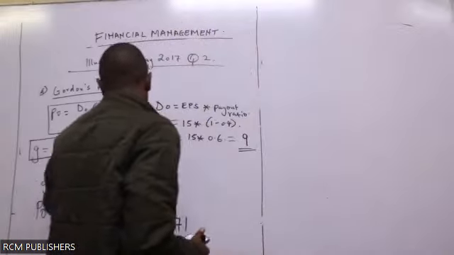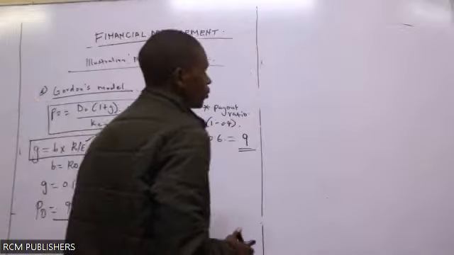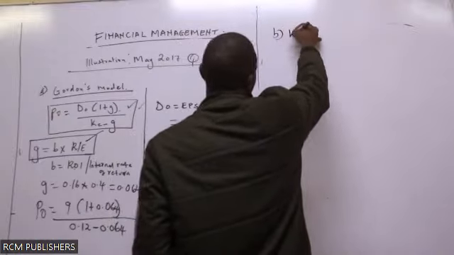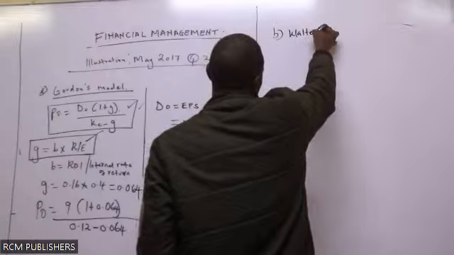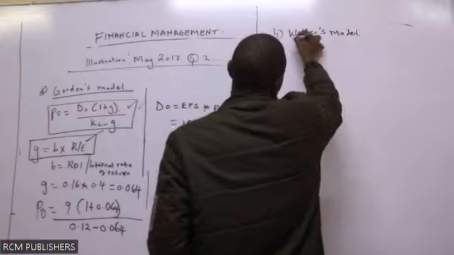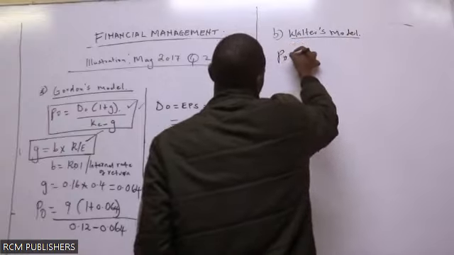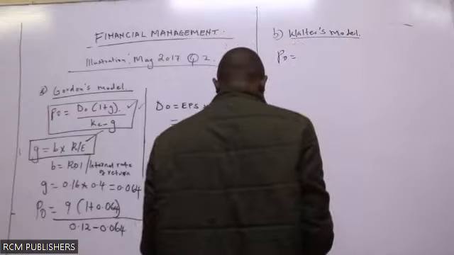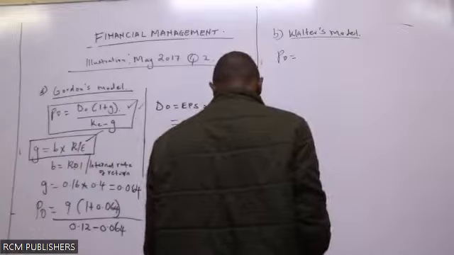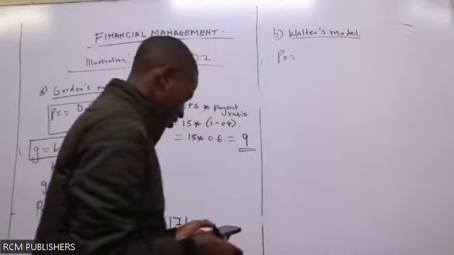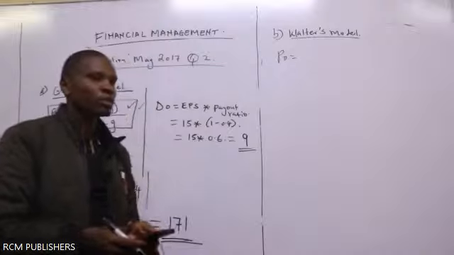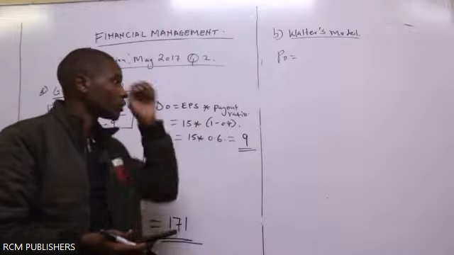Compute the same, the PO, using Walter's model. That one is what we shall get. Walter's model. Now here it is just the formula, we need to know the formula. P0 is equal to... What's the formula of the Walter model? Remind me the formula of the Walter model.